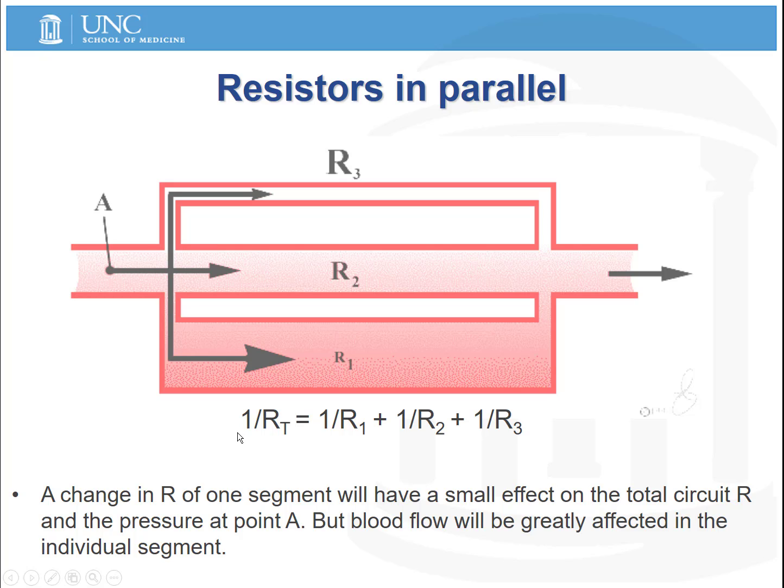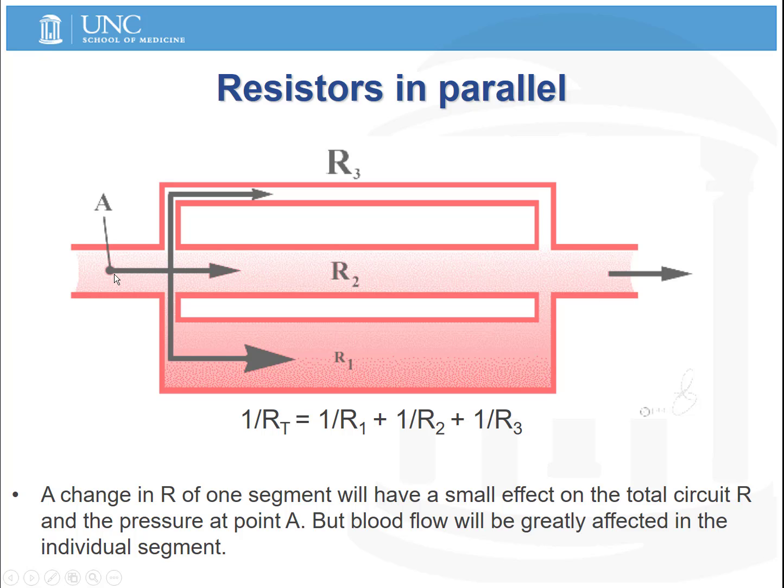So in other words, any of the resistors found in the parallel system actually have a greater resistance than the total resistance. So that means that R1 is greater than RT, R2 is greater than RT, and R3 is greater than RT. So this is interesting and important in the cardiovascular system because in this type of arrangement, a change in any one resistance of one of these segments greatly affects blood flow in that individual segment, but actually has a very small effect on the total circuit resistance and pressure at this point A.